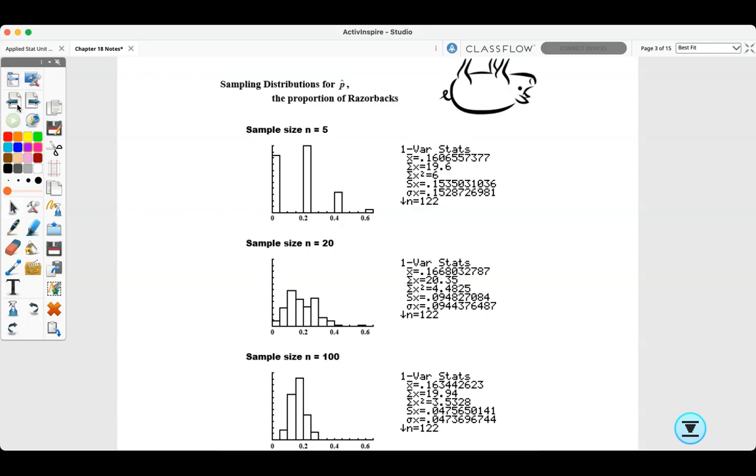So if you were in class, you would do a simulation where you would find the number of Razorbacks you get. You'd be given these two plastic pigs or one plastic pig, and if it lands on its feet, it's known as a trotter. If it lands on its back, it's known as a Razorback. So we're going to see the proportion of Razorbacks we get in our sample. And this is our sampling distribution from when I did it before.